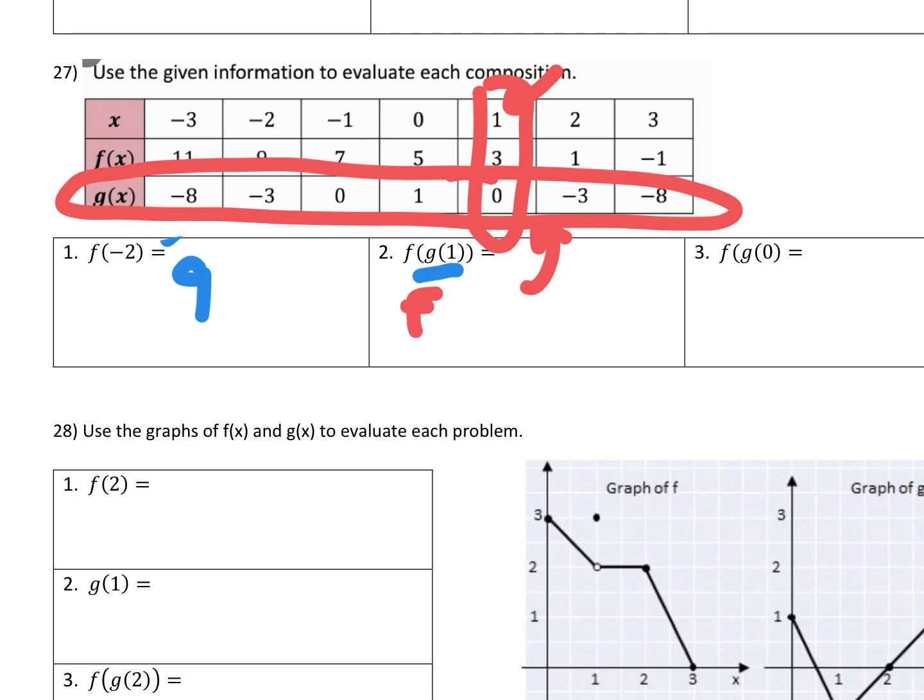Now it's f of 0. So you do the thing on the inside, and then we go to the outside and we have to do f of 0.